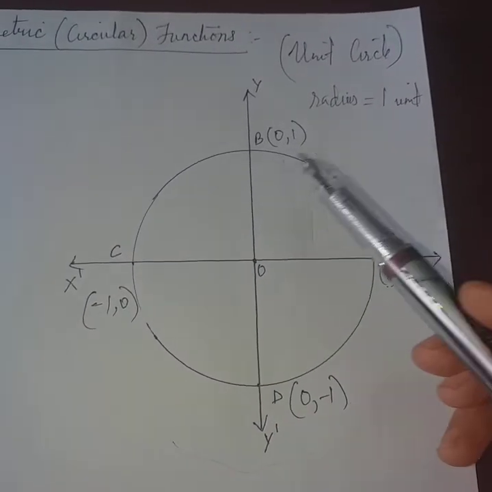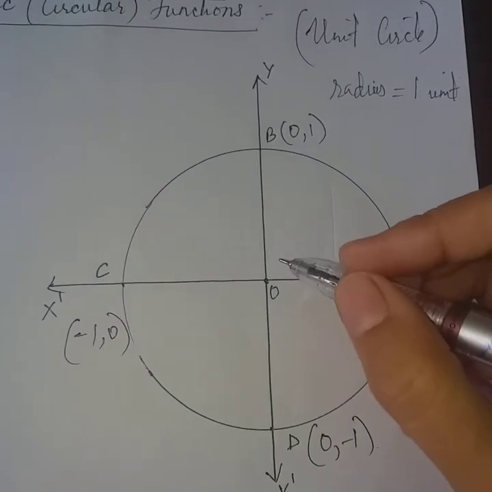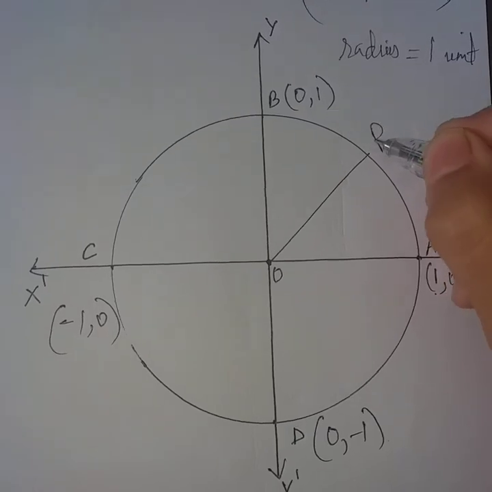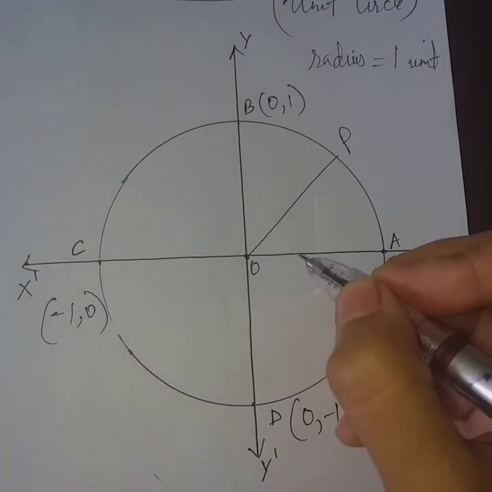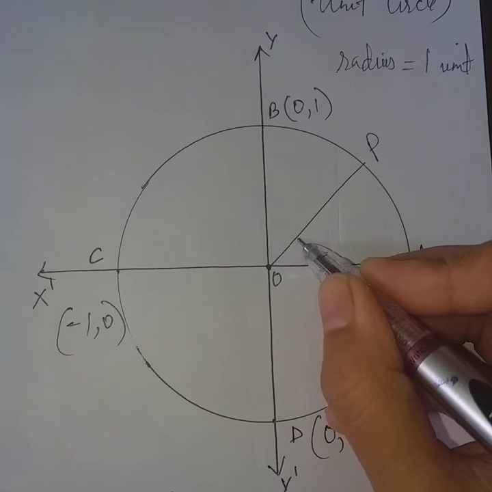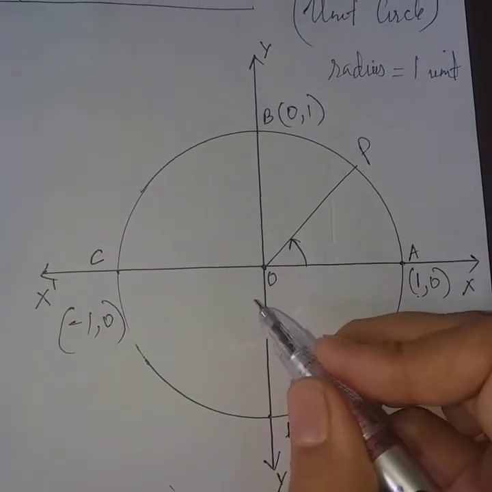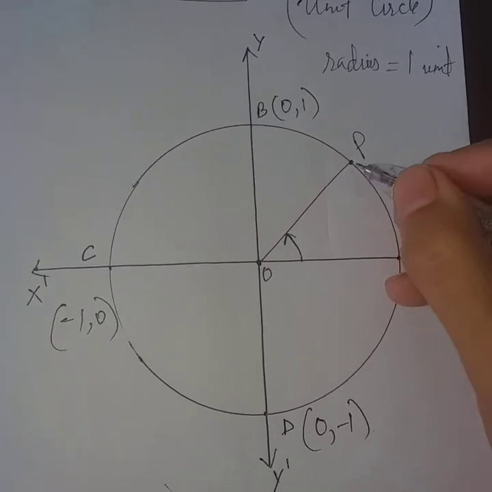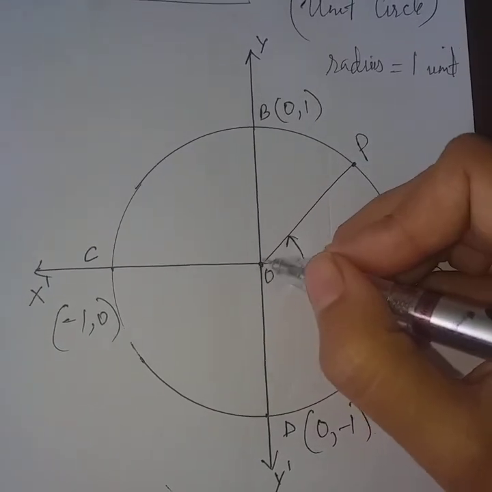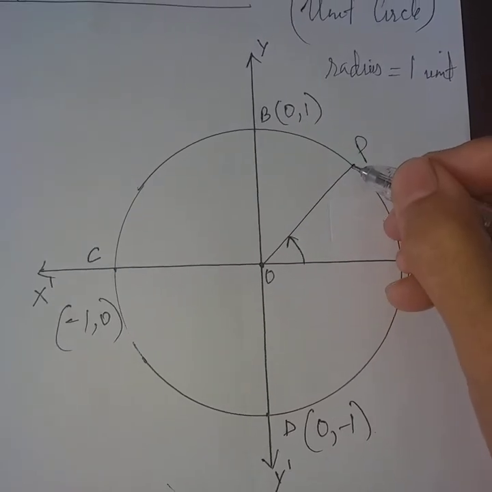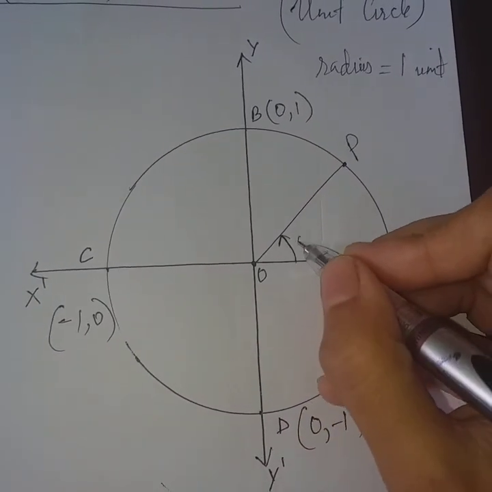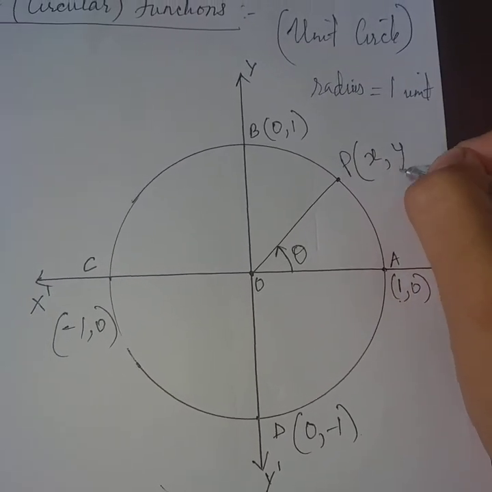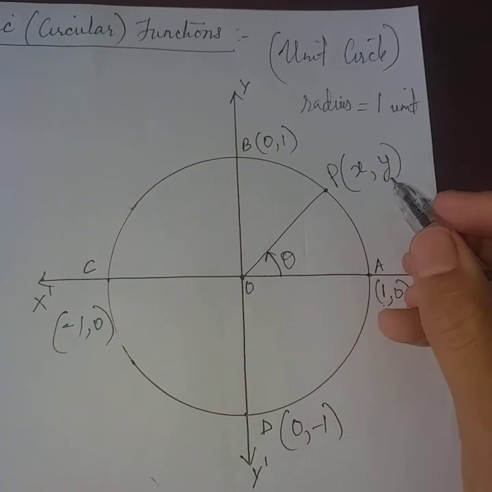So in this way, A, B, C, D are the coordinates of the points. Now suppose we have a terminal line which turns in the anti-clockwise direction from OA to OP. OP is a terminal line, and this terminal line OP cuts the circle at point P, and it makes an angle theta. Suppose this point P has coordinates (x, y).